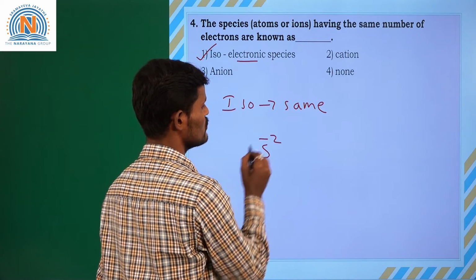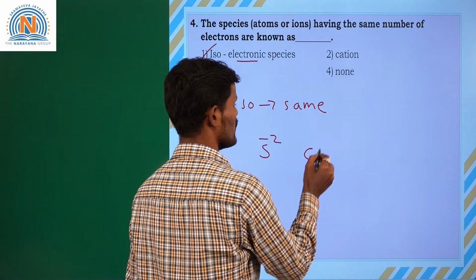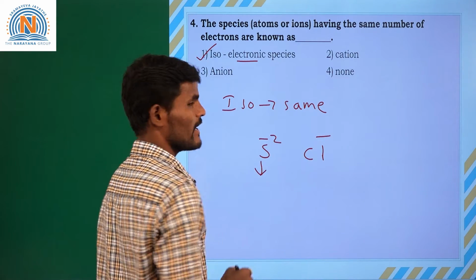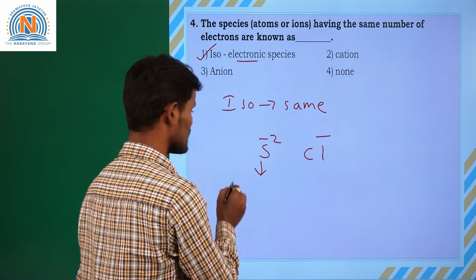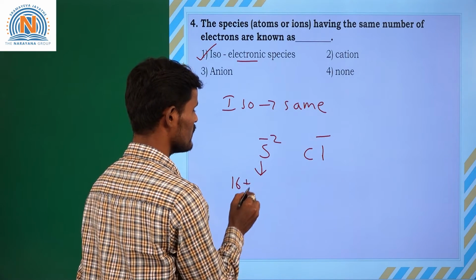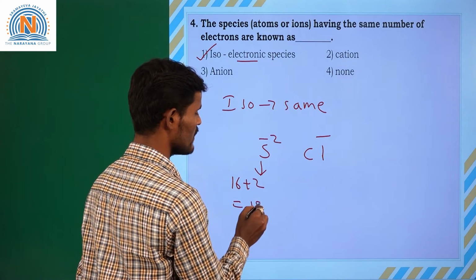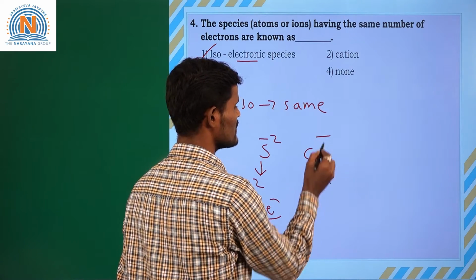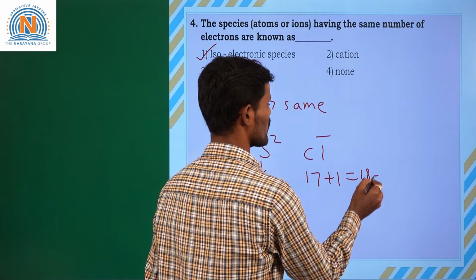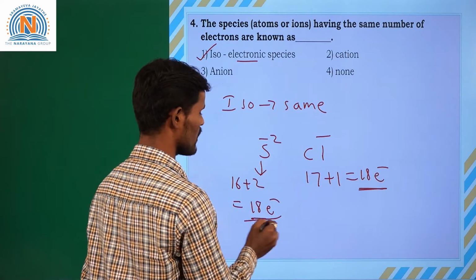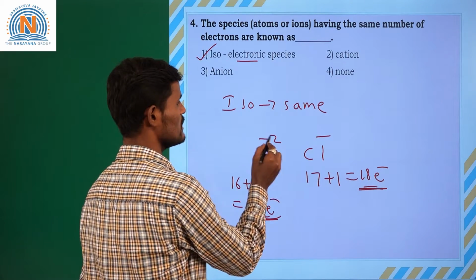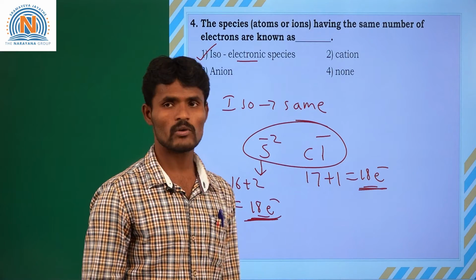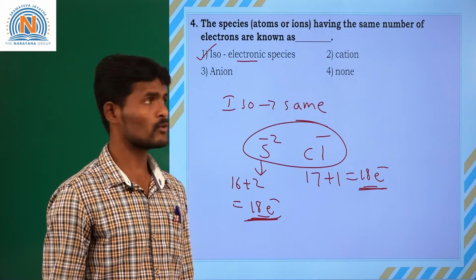sulfur -2 and chlorine minus. The atomic number of sulfur is 16. Here 2 electrons were added, 16 plus 2 is equal to 18 electrons. Next, the atomic number of chlorine is 17. Here 1 electron is added, so the total is 18 electrons. So these have the same number of electrons, 18 and 18. So sulfur -2 and chlorine minus are examples of isoelectronic species. Next, fifth question.